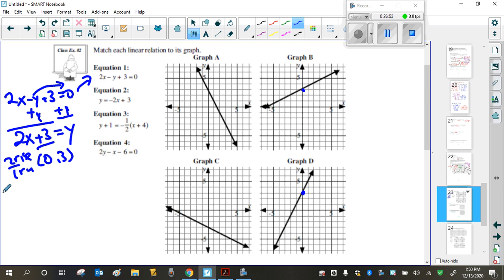So let's go to the rise. Which one has 2 up, 1 to the right? 2 up, 1 to the right. It looks like D is the winner. So there we go for D.